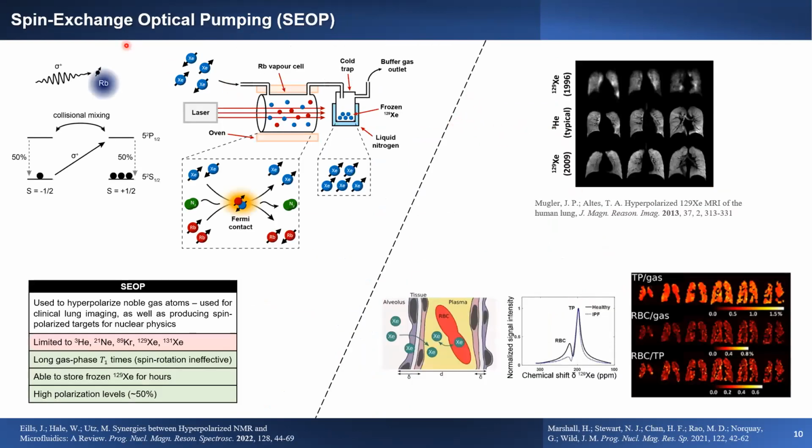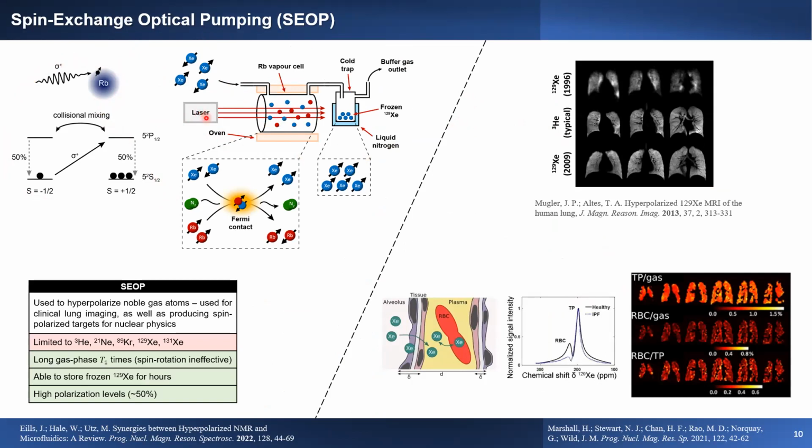Okay, so the first technique we'll look at is spin exchange optical pumping. So with this technique, we can go through exactly what's going on and how it works, and then I'll talk a bit about applications. So you have the setup here where you've got a rubidium vapor cell. Rubidium is shown in red, and that's floating around with xenon atoms.